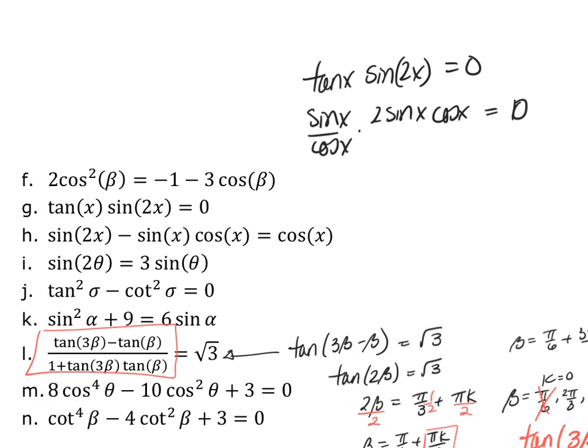Now I get to do some cancellations. Now what happens is my cosines cancel, leaving me 2 sine squared x is equal to 0. Divide both sides by 2, take the square root.